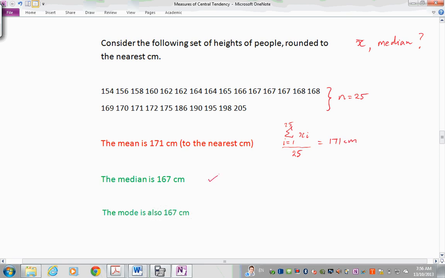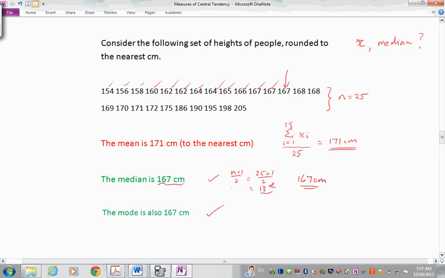Okay, if we put them all in order, here it is here, yes, they are all in order, (n plus 1) on 2 here would be 25 plus 1 on 2, which is 26 on 2, which is the 13th score. Let's go in. 1, 2, 3, 4, 5, 6, 7, 8, 9, 10, 11, 12, 13. Right, well, hang on. This is the one then. The median is 167, the 13th score. So we've got a little bit of a difference here. 167 centimetres versus 171. And the mode is also 167 here.